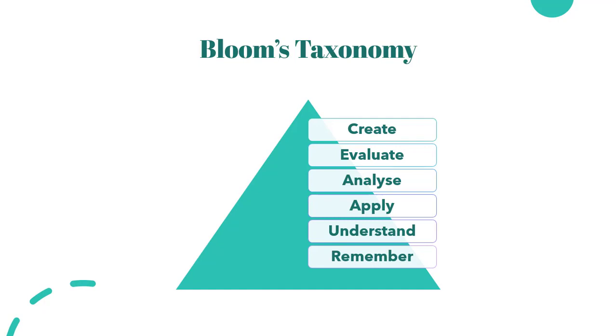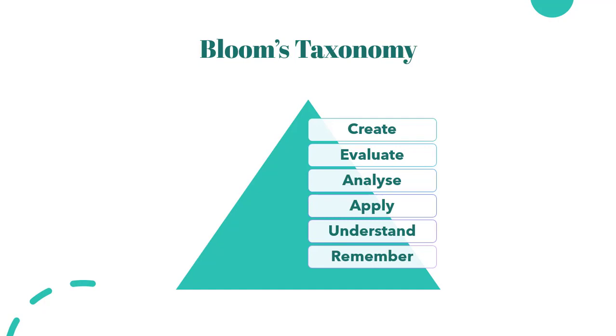So according to this taxonomy, there are 6 levels in our cognitive domain, starting with remembering, understanding, applying, analyzing, evaluating, and creating. Without remembering a fact, you cannot understand it. And in the same way, without understanding, you cannot apply or analyze, evaluate, or create something. So we need the skills in the basic level in order to attain the higher level skills.